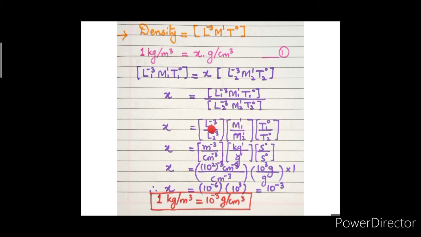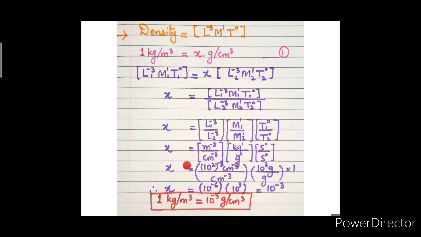The SI unit of length is meter, so we write it as m raised to minus 3 divided by L2 raised to minus 3, where L2 gives the CGS unit of length, which is centimeter, hence centimeter raised to minus 3. Then for the mass m1, the SI unit is kilogram and the CGS unit is gram, so it is written as kilogram raised to 1 upon gram raised to 1. And for the time, the SI unit and CGS unit are both second, so it is written as s raised to 0 upon s raised to 0, which would be 1 only.